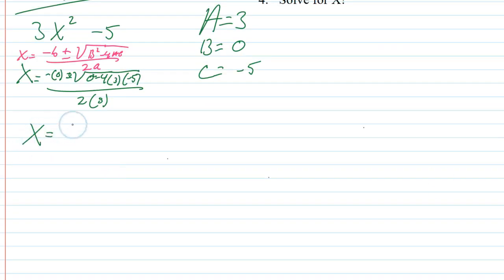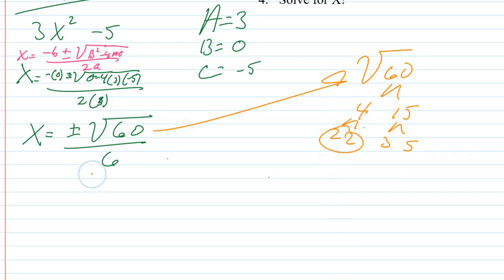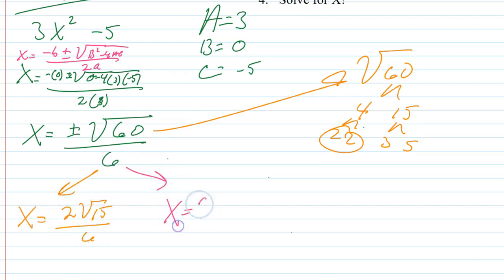that's going to give you X is equal to plus or minus the square root of 60 over 6. And we can simplify that 60 as a side problem. The 4 breaks into a pair of 2's, and the 2's can come out, which gives us positive and negative versions of 2 square root of 15. I can reduce the 2 and the 6, so the 2 cancels out and becomes a 1. The 6 is going to cancel out and become a 3.